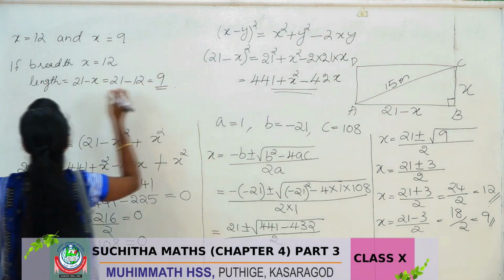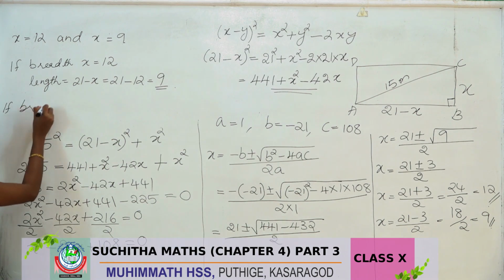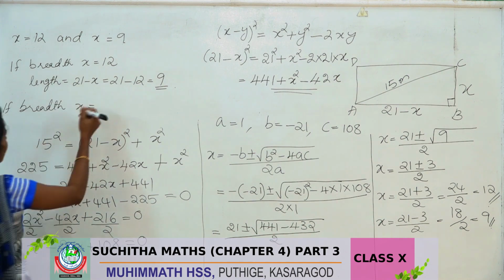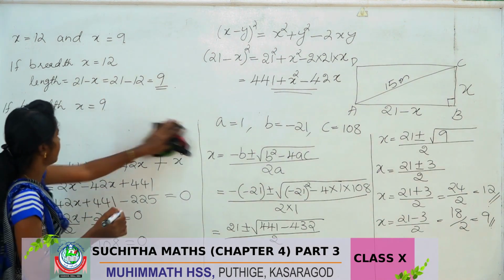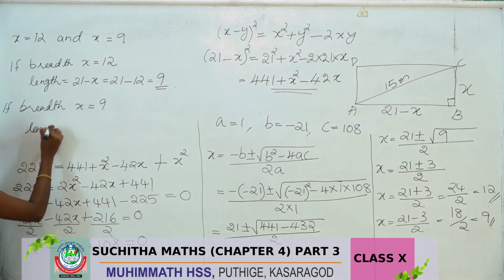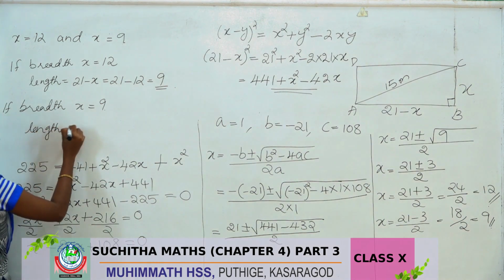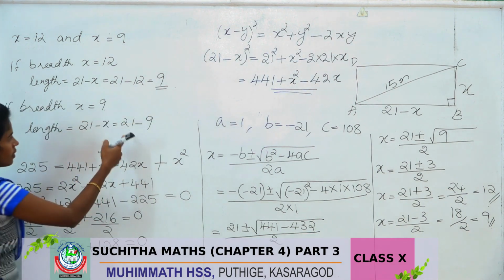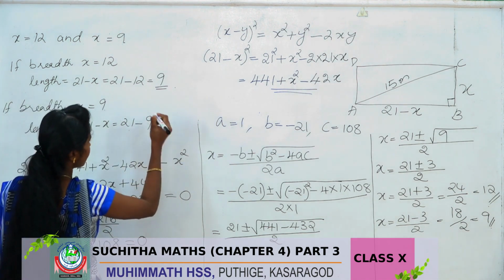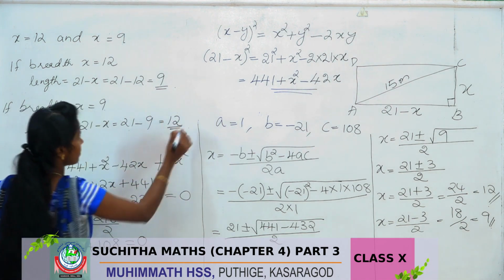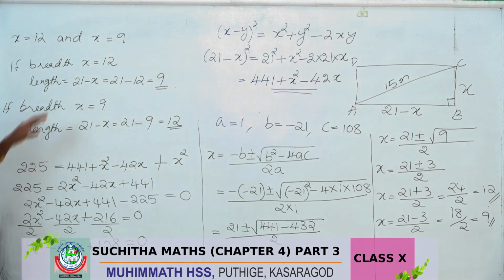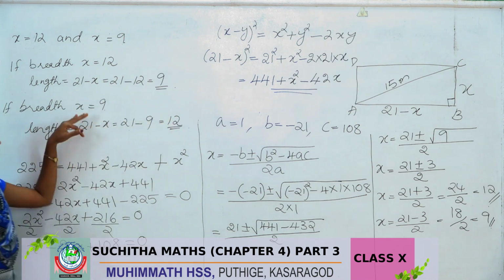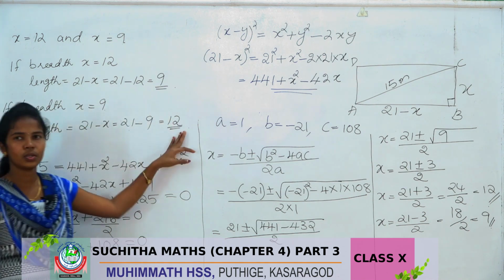9. Then if breadth x is 9, then length is equal to 21 minus x, that is 21 minus 9, 12. Okay, if breadth is 12, then length is 9. If breadth is 9, then length is 12.